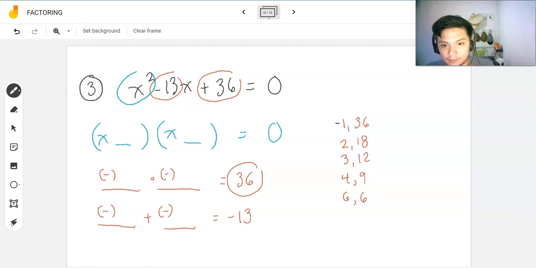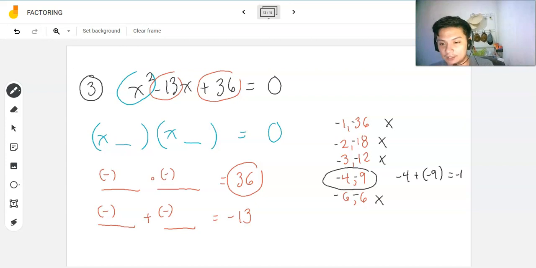So, gawin ko ng parehong negative yung mga yan. So, negative 1, negative 36, negative 2, negative 18, negative 3, negative 12, negative 4, negative 9, negative 6, negative 6. Siyempre, hindi ito. Negative 37 to. Hindi rin ito. Negative 12 magiging sum nito. Ito negative 20. Ito negative 15 and therefore ito ang perfect pair. Negative 4 plus negative 9 is negative 13. And their product is of course positive 36.